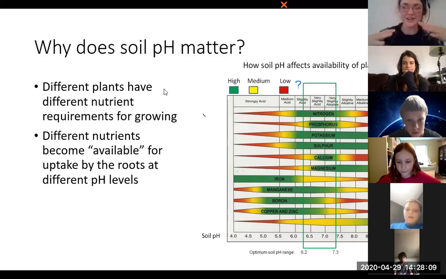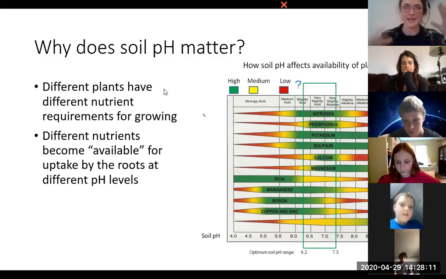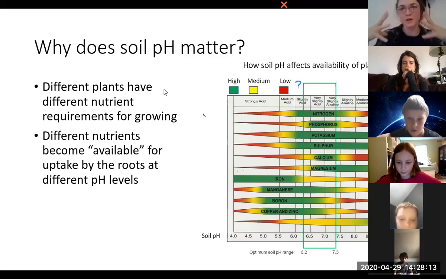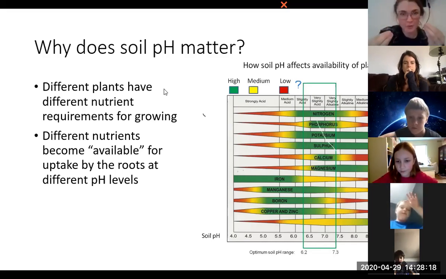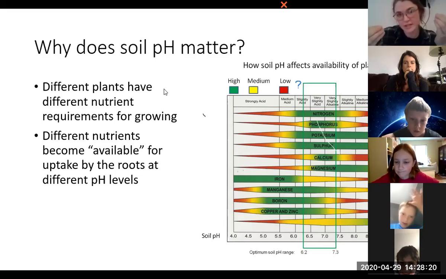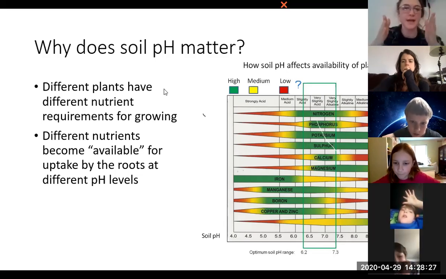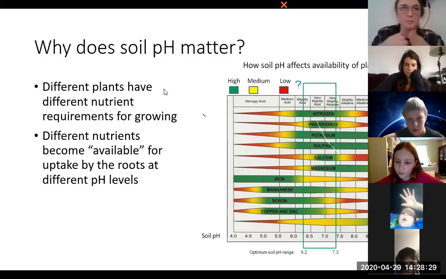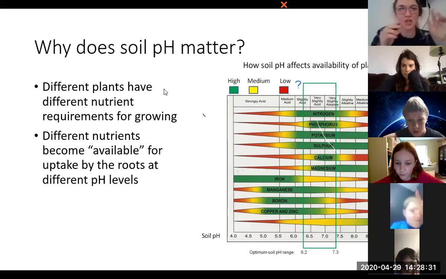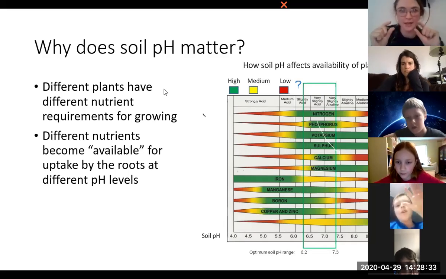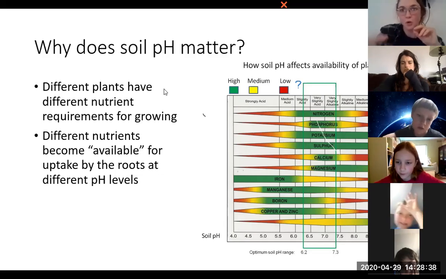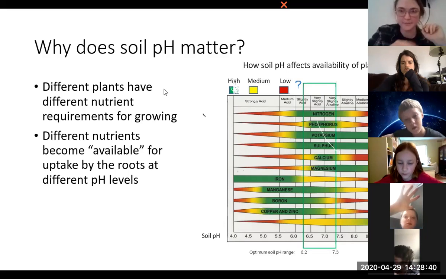Soil can contain a wide variety of nutrients, but whether or not the roots of a plant are able to suck it up, what we call uptake of these nutrients, is dependent on the form that it takes in the soil. Depending on the chemistry of the soil, the pH of the soil, that can change these nutrients a little bit and their chemistry so that the roots are more able to hold on to them and suck them up into the plant.